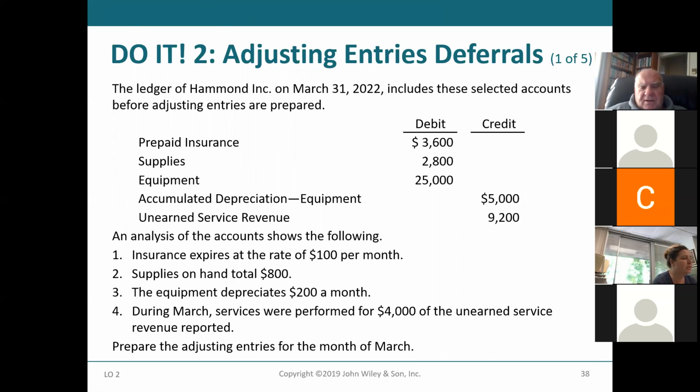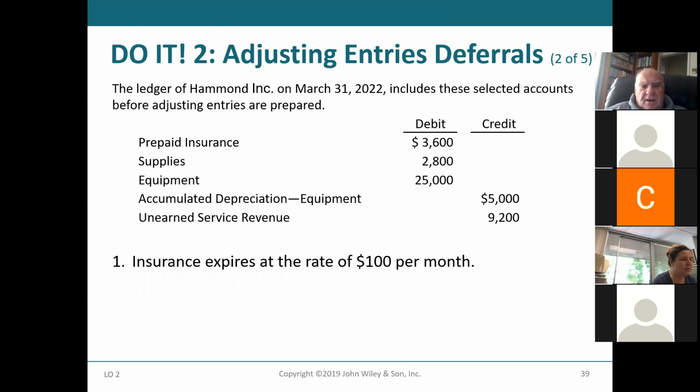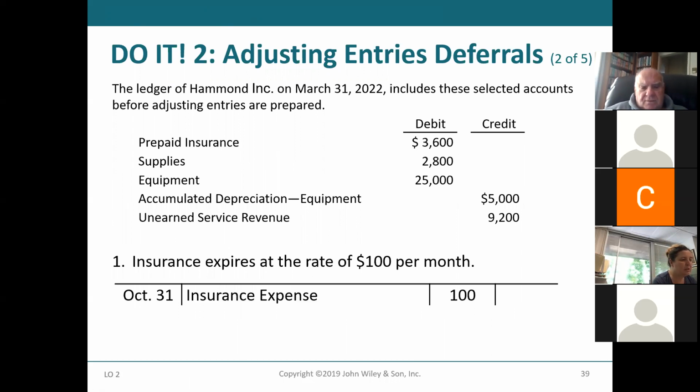Insurance expires at the end of the month. We know we're going to debit insurance expense to recognize the expense, and we're going to credit prepaid insurance. So take a look at that.